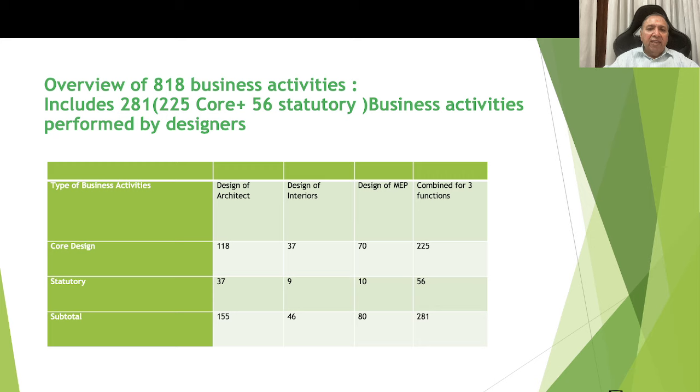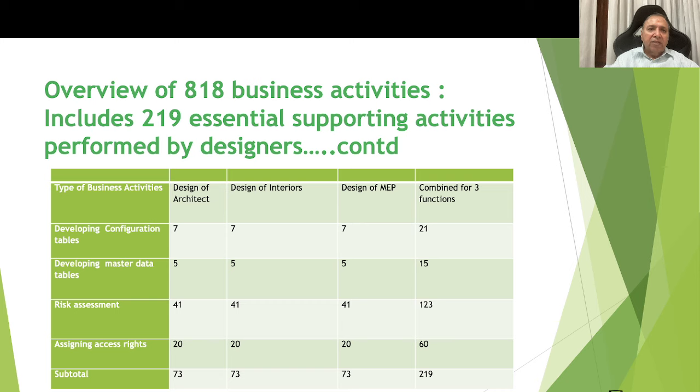Now, these 800 activities include 225 core design activities, where I have given the breakup of design of architecture, design of interiors and design of MEP, that is 118, 37 and 70 for these packages which I have listed. Statutory activities 56 overall, which include 37 for design of architecture, 9 for design of interiors, and design for MEP 10 activities. Of course, these activities will increase as the number of packages increase.